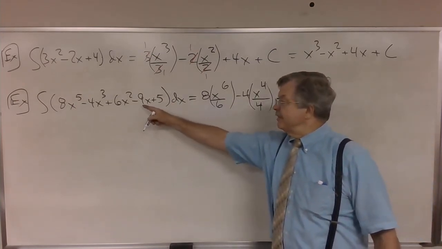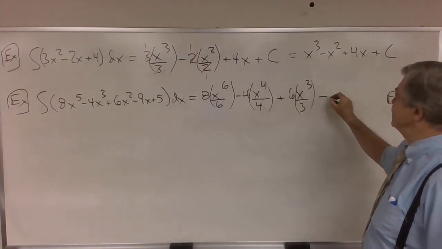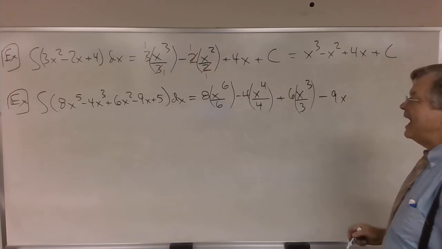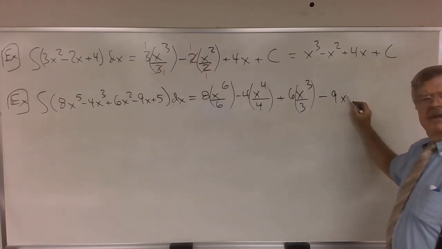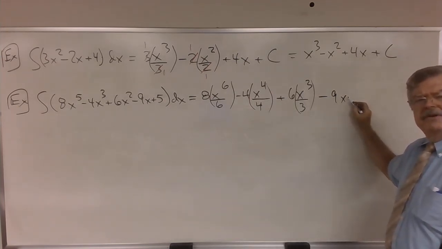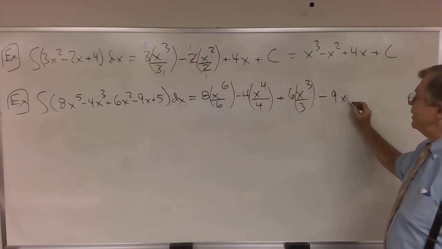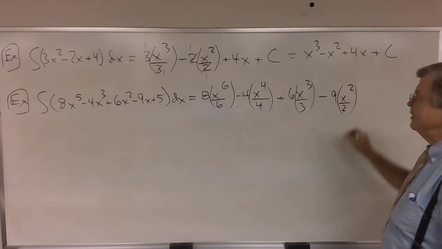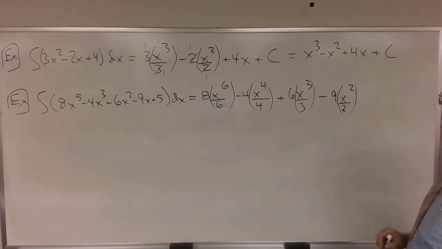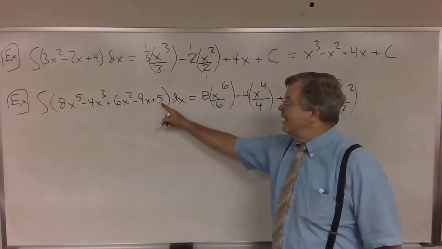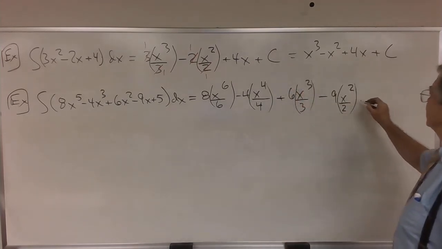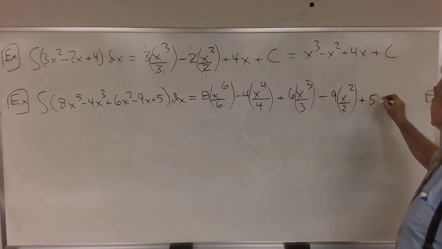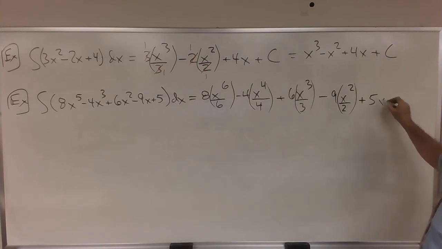Move to the next term, negative 9x. Add 1 to the exponent. Well, this is x to the first, really, isn't it? So we add 1 to the exponent and get x squared, and divide by that new exponent. 5 is a constant. The antiderivative of a constant is that constant times x. And then we add the constant of integration.